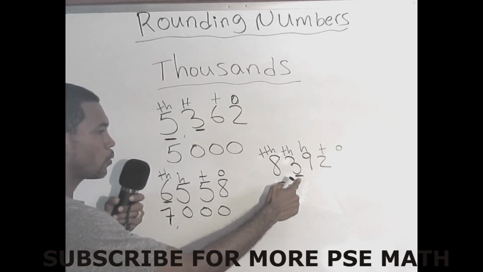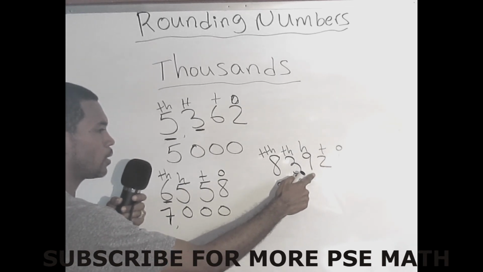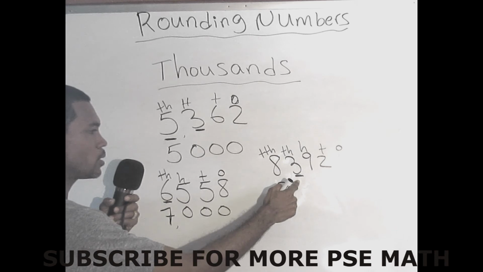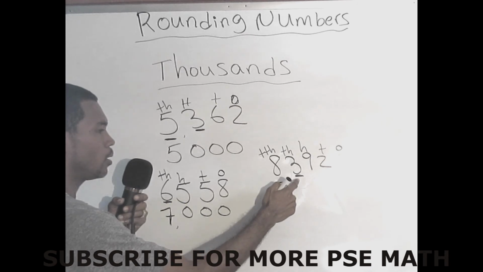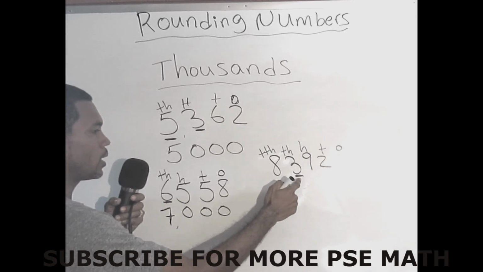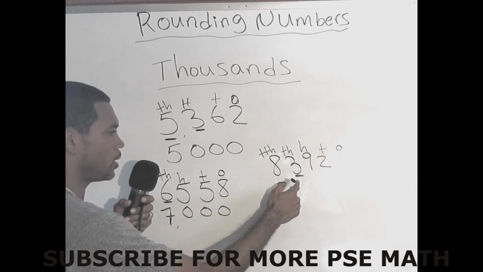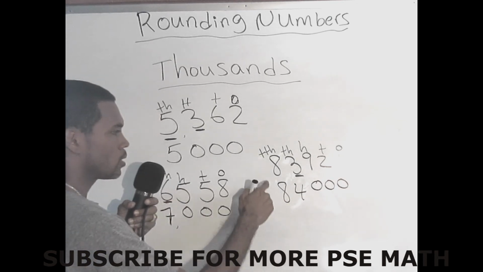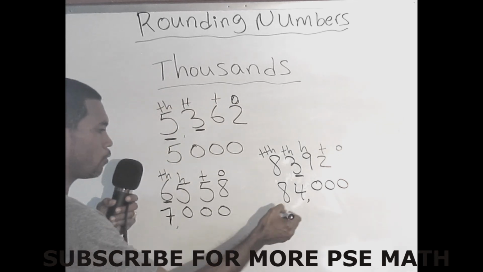So the rule says that when we round the number to the nearest thousands, you look at the number in the hundreds place, and if that number is 5, 6, 7, 8, or 9, you're going to add 1 to the number in the thousands place. But if that number in the hundreds place is 0, 1, 2, 3, or 4, the number in the thousands place will remain the same. But in this case, the number in the hundreds place is 9, so we're going to add 1 to the number in the thousands place. So the 3 becomes 4, and the other numbers become 0. So 83,921 rounded to the nearest thousands becomes 84,000.